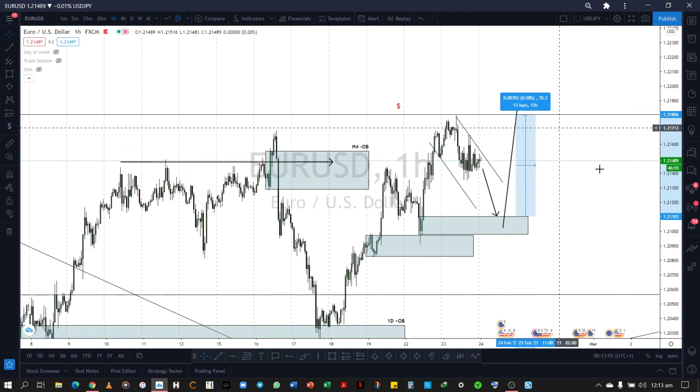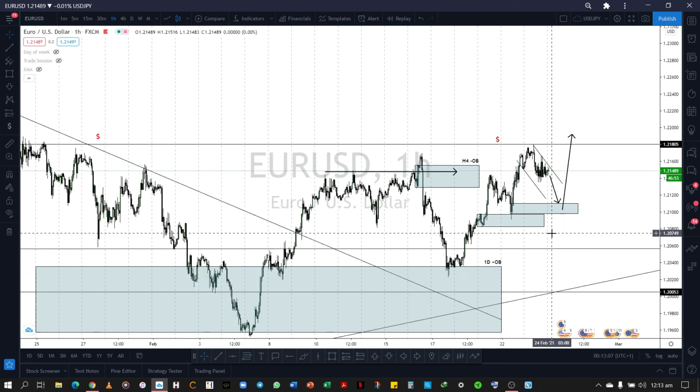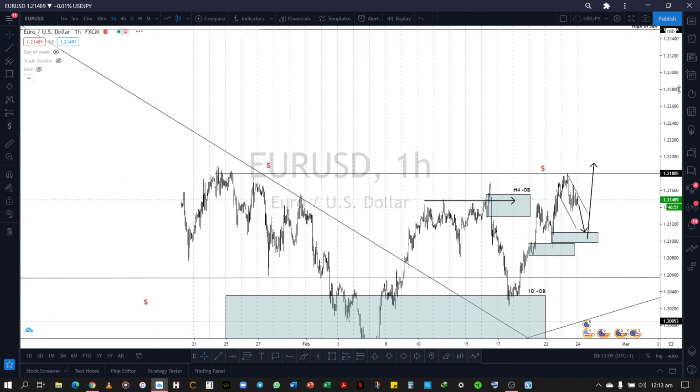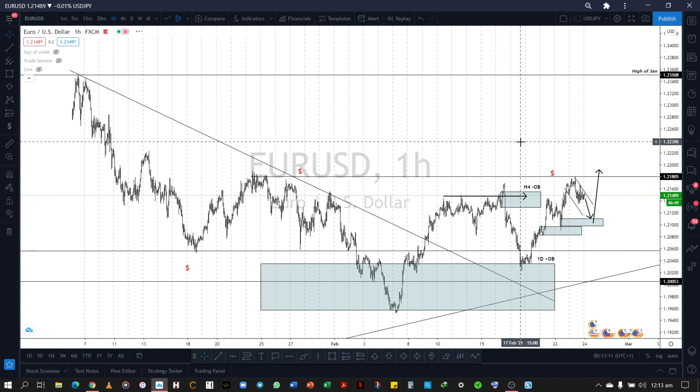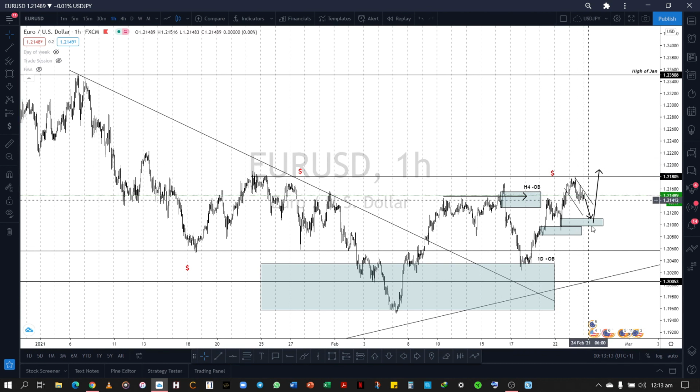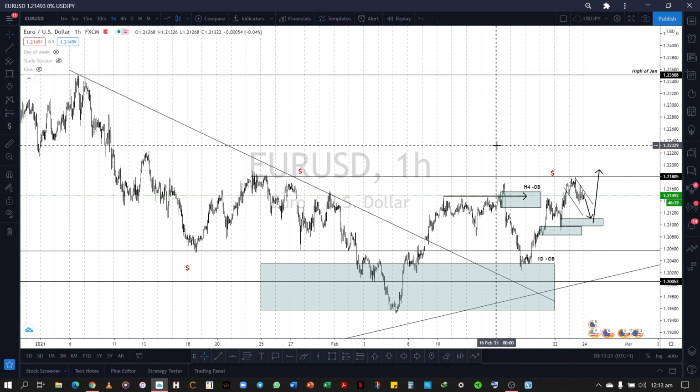And when it breaks, we're definitely seeing EU pushing higher. This would mean a weak USD. So we're expecting EU to break this high, retest, and keep pushing all the way to the high of January, right there.